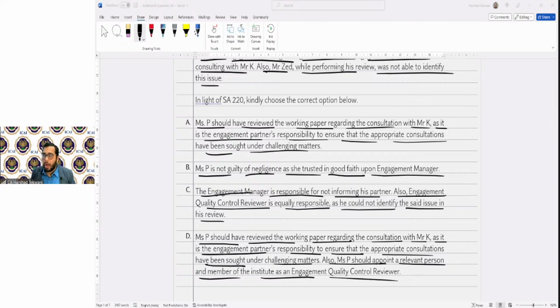He needs to be satisfied that the members of the engagement team have undertaken appropriate consultation during the course of engagement. He needs to be satisfied that the nature and scope of the consultations and conclusions resulting from such consultations are agreed and are appropriately documented and implemented in the audit. It's not only performing the consultation, but looking into the outcome also. Having said all that, now you tell me which is the correct option.